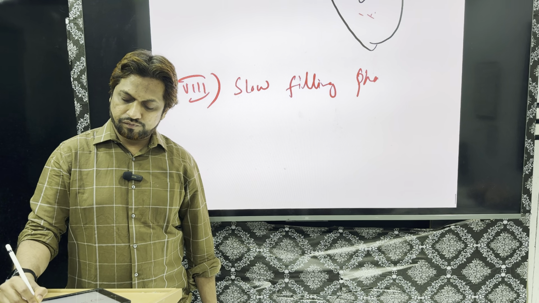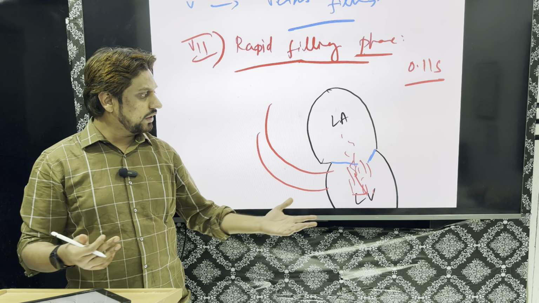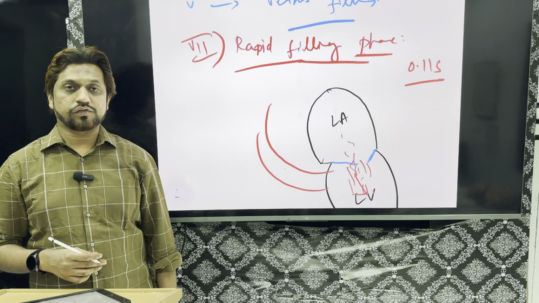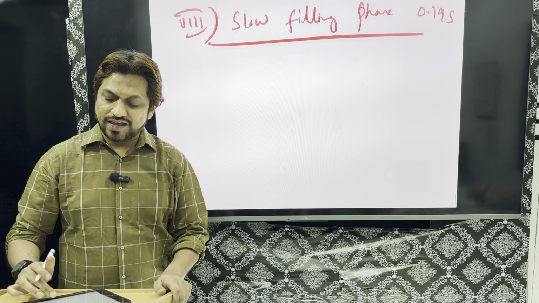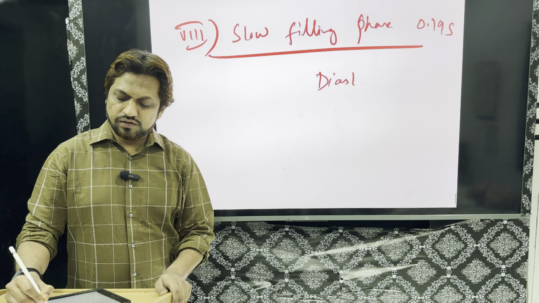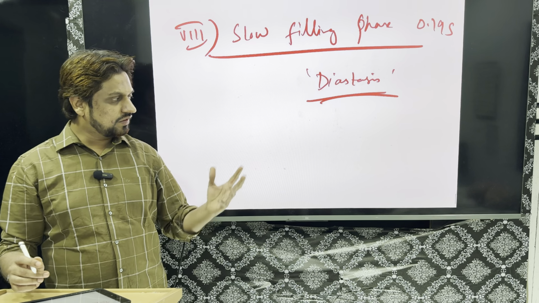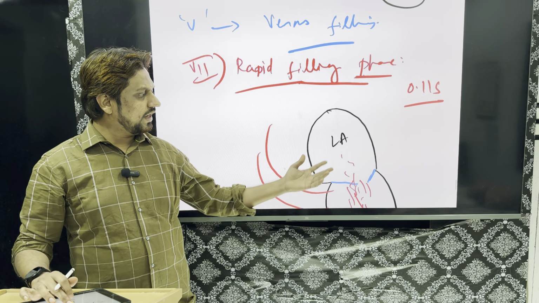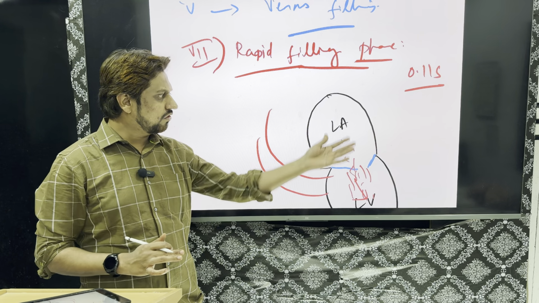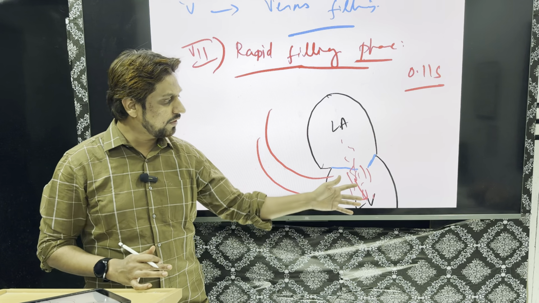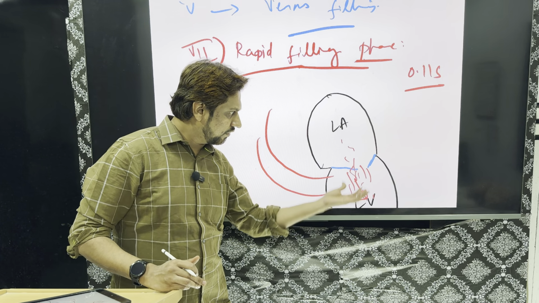In this slow filling phase, again the blood is entering from the left atrium to the left ventricle, and there is closure of the semilunar valve. The left ventricle is relaxing, and the pressure is maintained slowly. This phase is also known as diastasis, because it is like stasis. Here the pressure in the atria and the ventricle is almost the same, so it becomes like one complete cavity. Whatever pressure is in the left atrium, the same pressure is in the left ventricle.